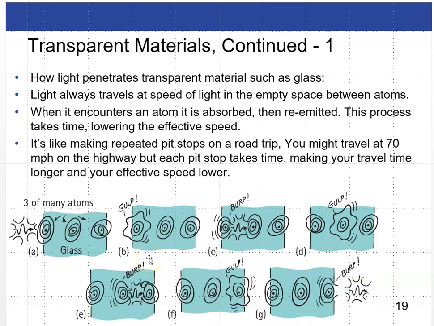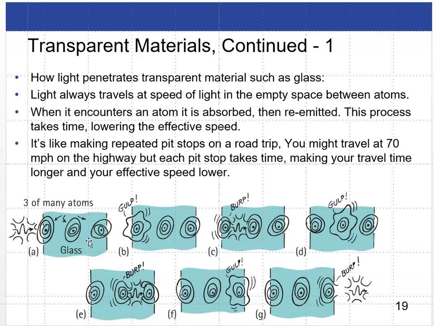Now, how does light travel through a transparent material such as glass? Well, all materials are mostly empty space. They're good vacuums, to 1 part in 10 to the 15th. They're about 99.99999999999% empty space. So most of the time, the light is traveling at the speed of light, 3 times 10 to the 8 meters per second, the speed of light in vacuum.